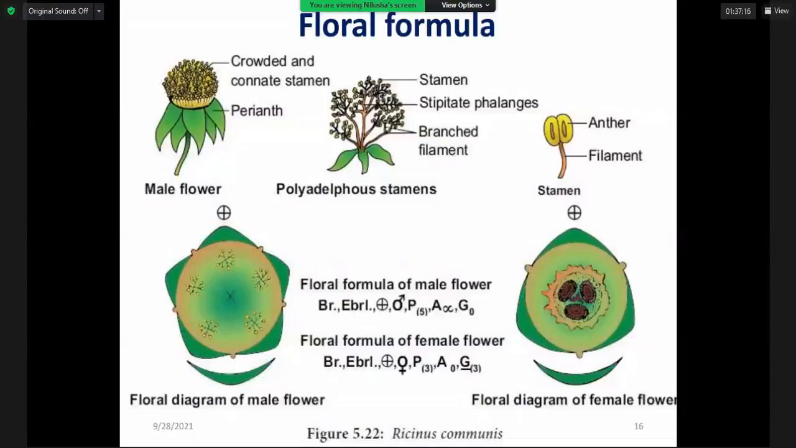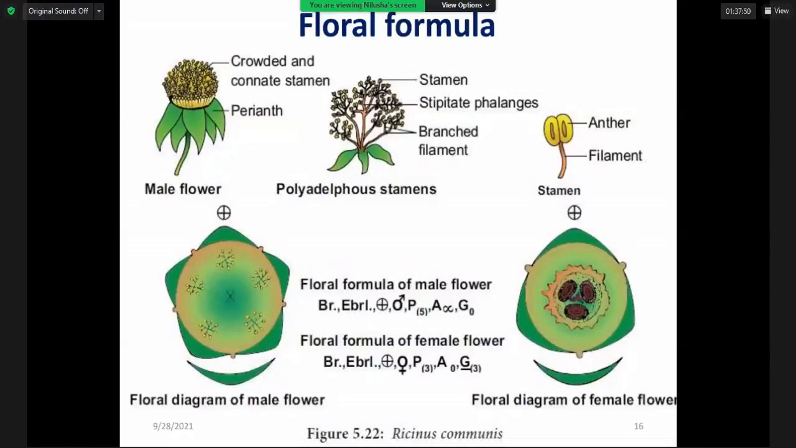You can see after the bracts they have the perianth part. That greenish color one you can see in the floral diagram of the male flower. The perianth has 5 tepals, in the attached condition. So we write capital P within bracket 5. Is it okay?